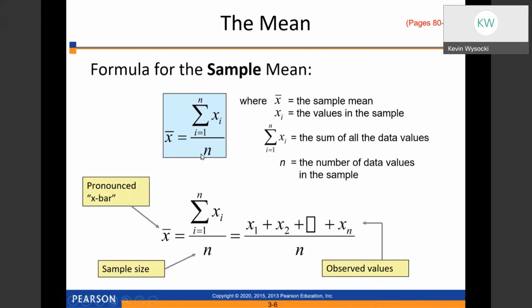Then they have this funny looking Greek sigma sign, with i equals 1 on the bottom and n on the top, and they have x sub i over n, with a fraction line. This funny looking sigma sign means the sum of. So when you see the sum of x sub i, literally what it means is x1 plus x2 plus x3, all the way up to xn. You add those up and then divide by the total number, your sample size, and that'll give you the average or the mean.